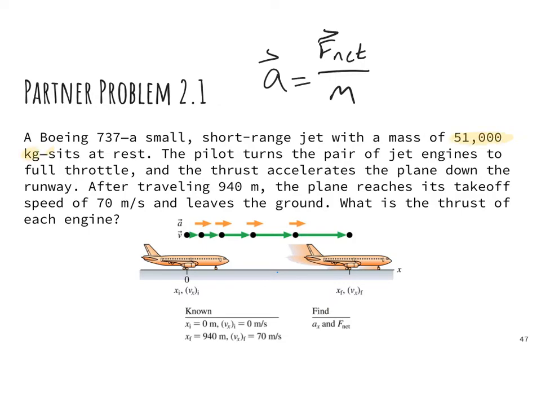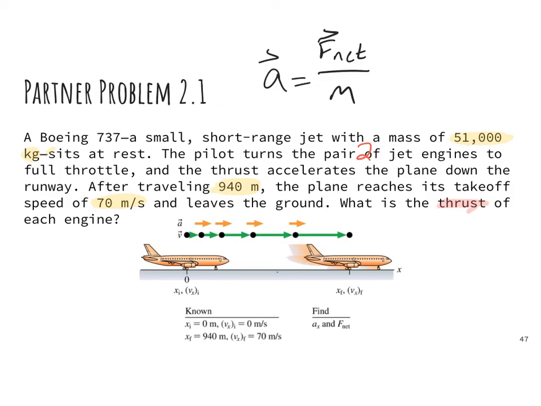It's at rest. The pilot turns on the pair of jet engines, and we have to be careful there because it does say pair, which indicates that there are 2 jet engines, and that'll come into play a little bit later, to full throttle, and the thrust accelerates the plane down the runway. After traveling 940 meters, the plane reaches its takeoff velocity of 70 meters per second, and it leaves the ground. And we're wondering, what is the thrust of each engine? The thrust will be the force that it is exerting to get it down the runway.